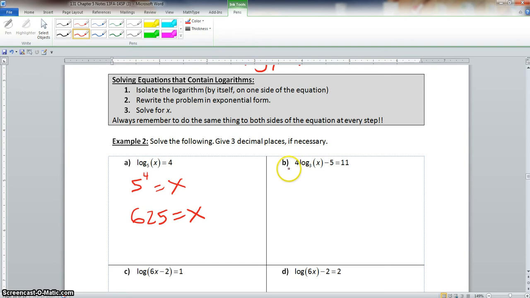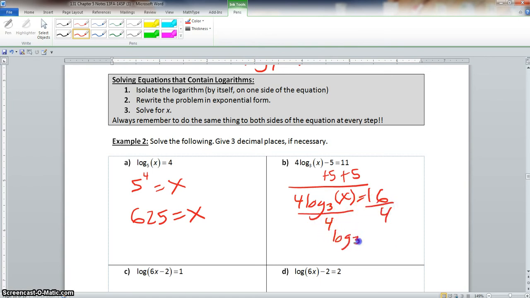Now we go here to b. Now we have 4 times log base 3 of x minus 5 is equal to 11. So the first thing we need to do is add 5 on both sides. So we will have 4 log base 3 of x is equal to 16. Now, since this 4 is multiplied to this log here, we could divide each side by 4. So we will have log base 3 of x is equal to 4, because 16 divided by 4 is 4.